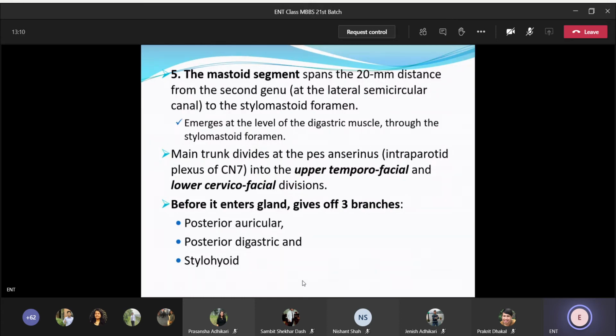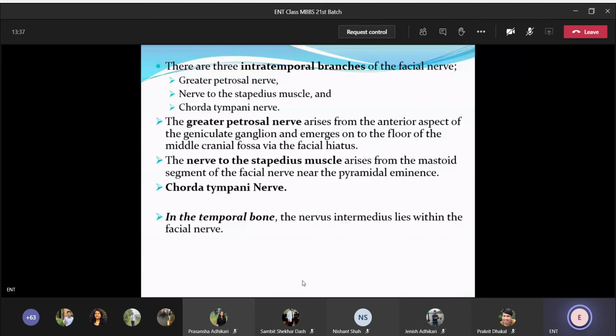But before it enters into the gland, it gives off 3 branches. It comes out from the temporal bone and divides into 2 main branches, and before dividing into the 2 main branches in the parotid, it gives 3 branches: posterior auricular, nerve to posterior digastric, and nerve to stylohyoid muscle. So there are 3 extratemporal branches of the facial nerve.